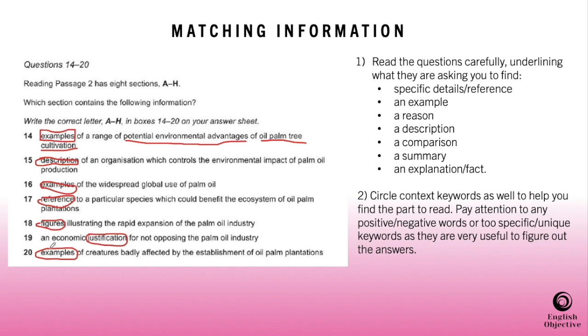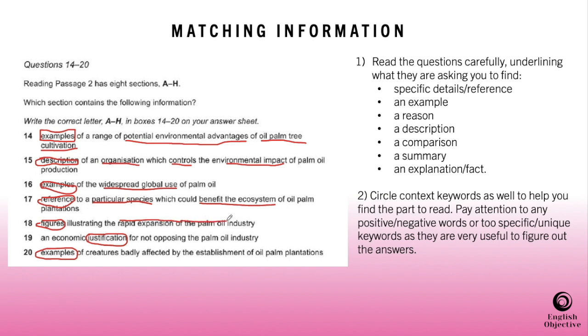Okay? Environmental advantages. So if I go back to question 15 and I focus on the context keywords, we said it will be a description. I need to find a description of a group, an organization that controls the environmental impact. 16, I would have to find some examples about the global use of this palm oil. 17, it will be a reference, so some specific details about some particular species. So it could be one animal, one group, or several animals that could actually benefit the ecosystem.